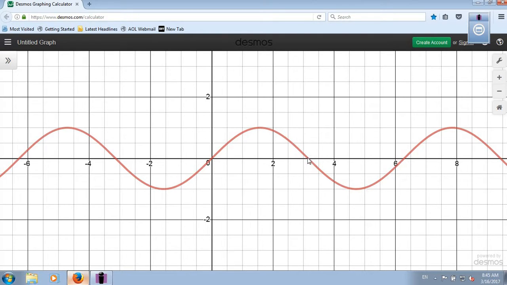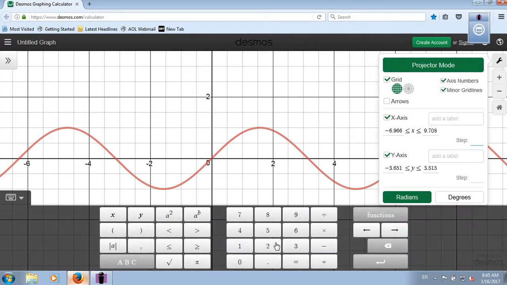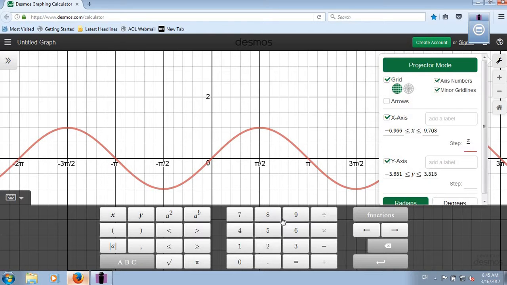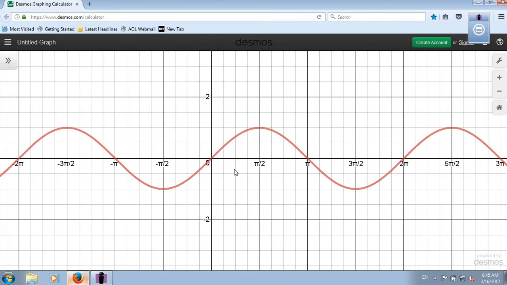From pi over 2 to pi, the sine decreases from 1 to 0. Then sine further decreases from 0 to -1 between pi and 3 pi over 2, and then from 3 pi over 2 to 2 pi, sine increases from -1 back to 0. 2 pi is about 6.28, so that's where that point is. If I change the step to pi over 2, you can see very clearly that the divisions line up perfectly.